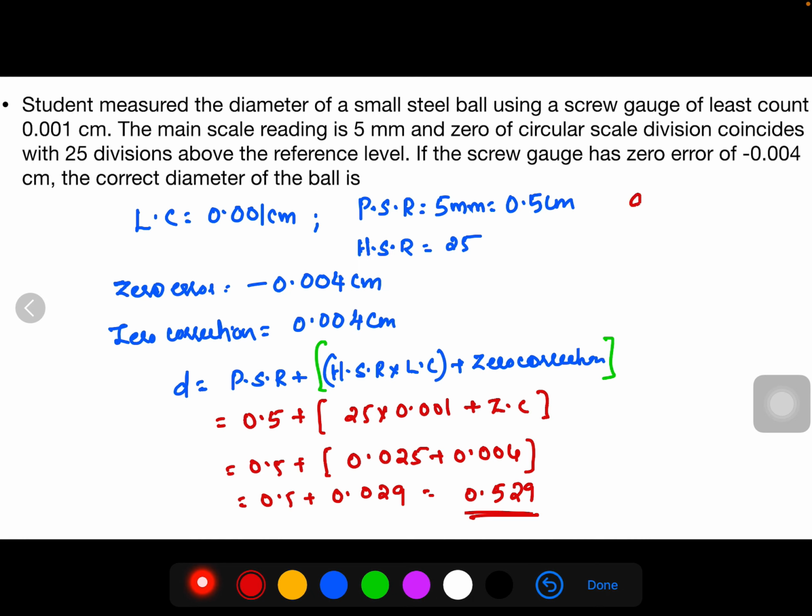The options were A 0.529, B 0.053, C 0.521, D 0.052. So here the correct option is 0.529. So we have just gone through 3 problems.